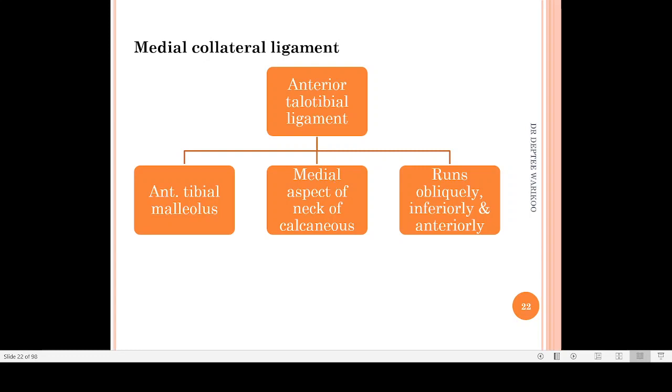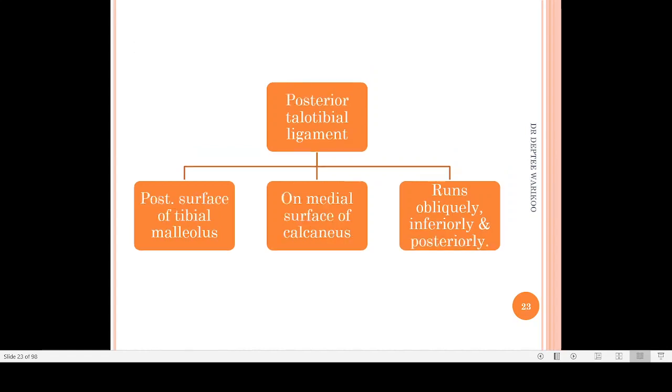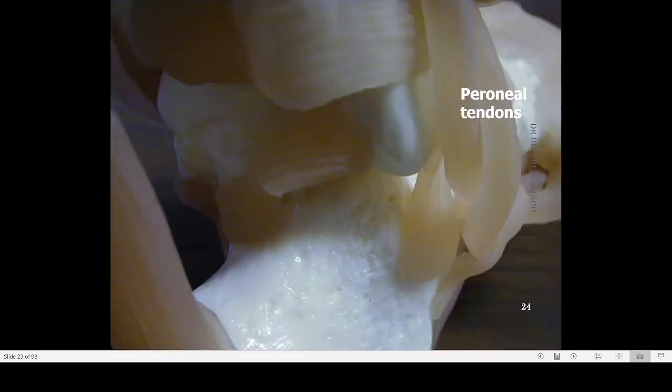Then the medial collateral ligaments. First is the anterior talotibial ligament. It is from the anterior tibial malleolus to the medial aspect of the neck of the calcaneum. It runs obliquely, inferiorly and anteriorly. Then we have the posterior talotibial ligament from the posterior surface of the tibial malleolus to the medial surface of the calcaneum and runs obliquely, inferiorly and posteriorly.